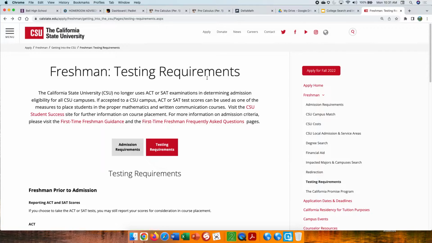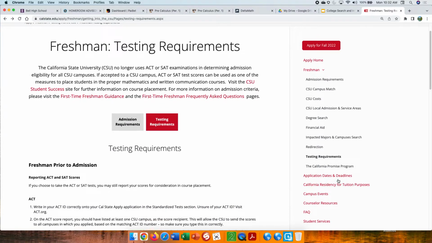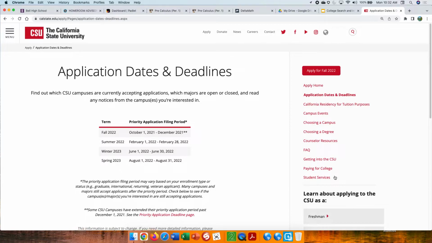What is it? Over here on the left where it says what? Oh, here it is. I'm sorry. Right here: Application dates and deadlines. You guys see this right here? Application dates, right? We're going to find out when we need to apply. What are those dates and deadlines? So click onto that and you should see a window that now looks like this.